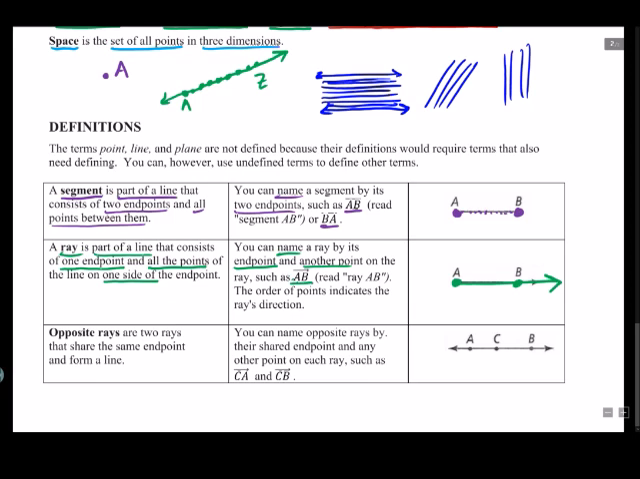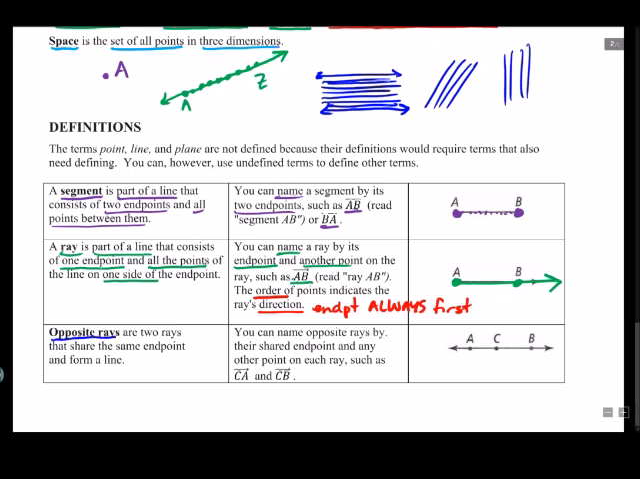Now, the order of the points indicates direction. Order matters here. It's worth making a note. Your endpoint is always first. Which takes us to the next thing.